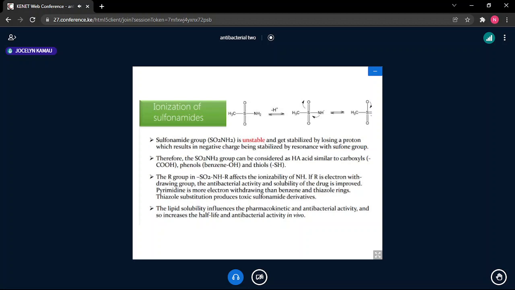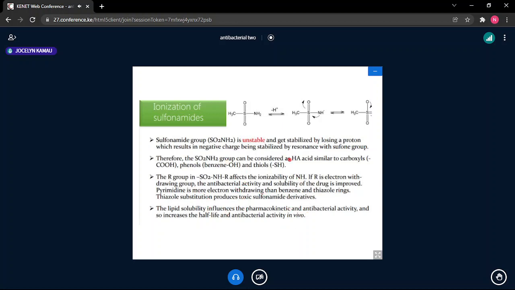oxazole ring, nitrogen and oxygen. And where the oxygen is the one which is directly attached to the sulfonyl group, the oxygen is the most powerful electron withdrawer. So oxygen will be the best in forming the anion. And once it is the best in forming the anion, that resultant sulfonamide will be more ionized. If you have a benzene ring atom that is electron withdrawing, so the sulfur, that's why we are saying the sulfonamide is the worst in bringing about crystalluria. The lipid solubility influences the pharmacokinetic and bacterial activity, and so increases the half-life and antibacterial activity in vivo. That we have already mentioned.